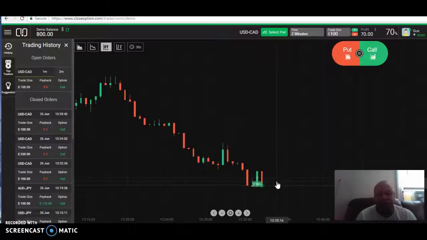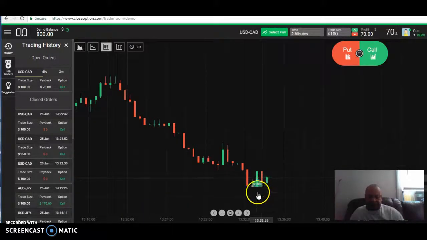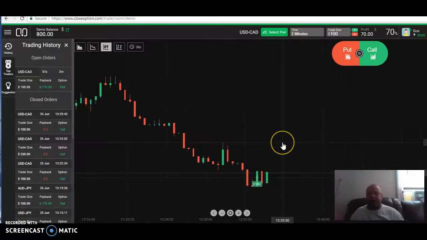This is on a platform called Close Option, which is a pretty decent platform. It accepts US traders, and they give you a demo account to start out with. I've got about a minute left on the trade. Hopefully we'll see a nice bullish movement going on here, and we can win this trade and go on to another trade.